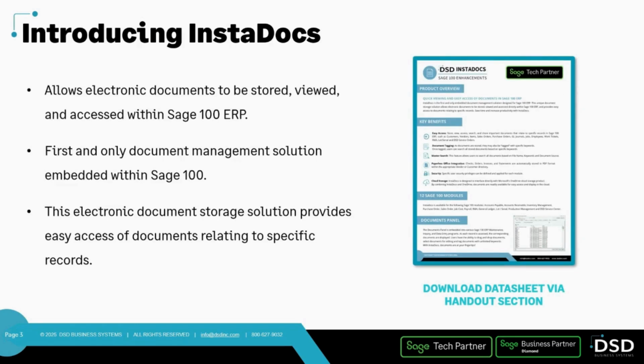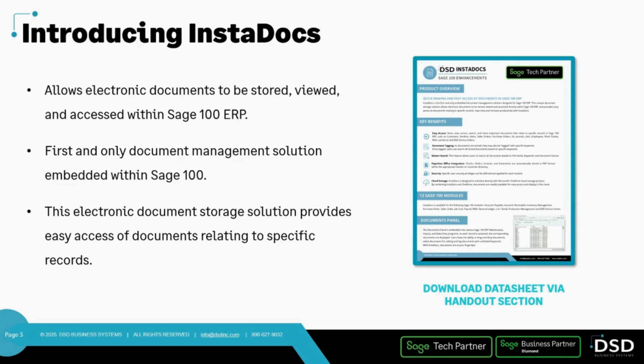So what is Instadocs? It is a storage method for electronic documents so that within Sage 100, you can see those documents on specific records like customer records or invoice records. You can drag and drop documents to the Instadocs screen right in Sage 100, and you can open those documents. So it's pretty easy to use. Again, it allows for electronic storage of documents. It'll store it out on your server, or if you have a local drive, you can store it there, or you can also store it in cloud storage.